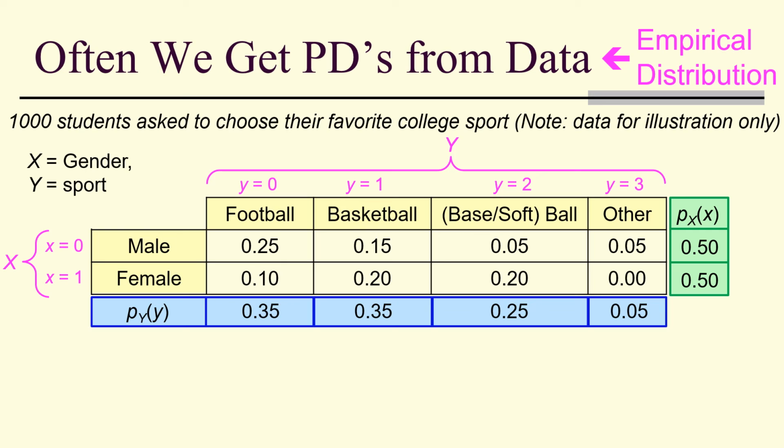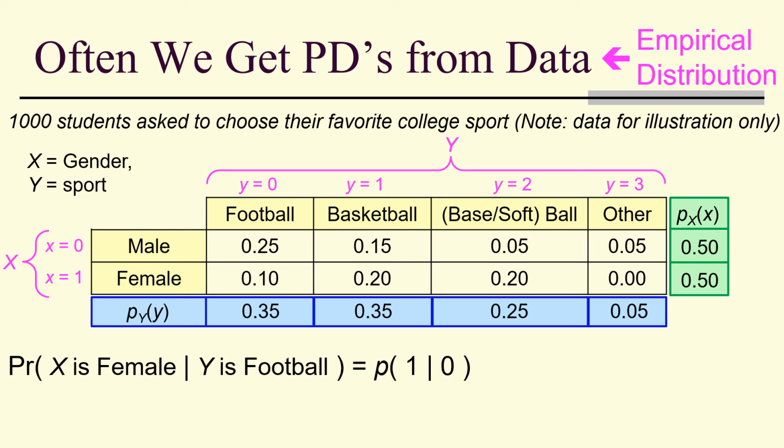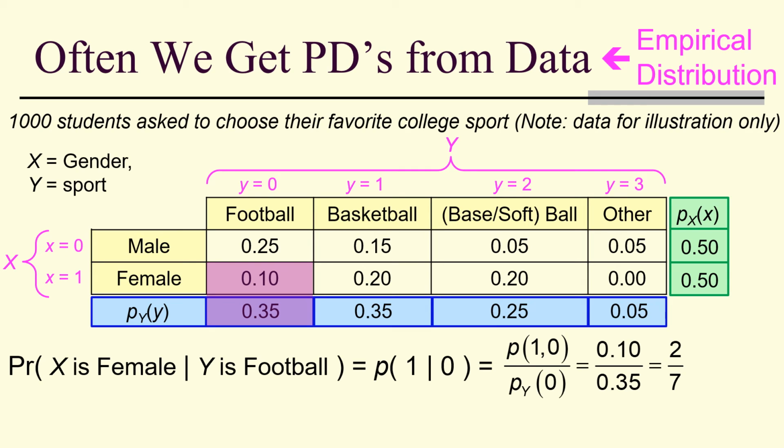So let's go back to our empirical example. Let's consider this example of the probability that x is female given that y is football. It's the probability x is 1 given that y is 0. That's the joint probability of 1, 0 over the marginal of 0. We can see those values here. So that's 0.1 over 0.35, which is about 0.286.